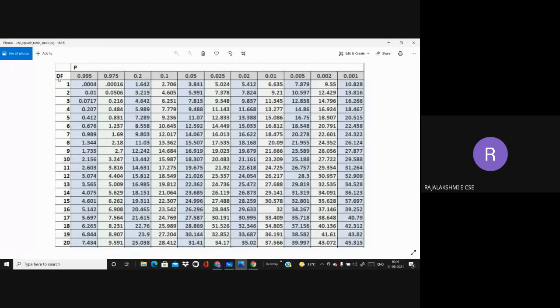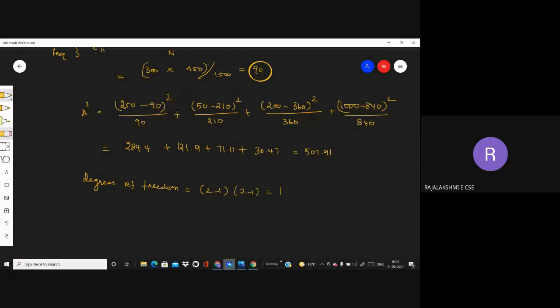So see the degrees of freedom of the chi-square table. Chi-square table, degrees of freedom 1. Okay, now you see where this value 507.98 is available. எங்கேயுமே இல்ல. Okay, when you go for the last value also, it is 10.828. What does it mean? 10.828 ஏதோ கிடைச்சிருக்கு, the final value, 10.828 for the value 0.001.